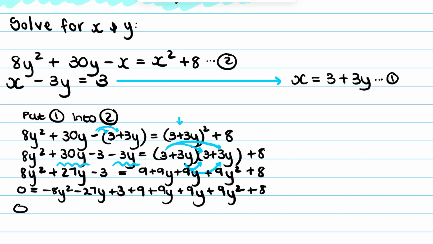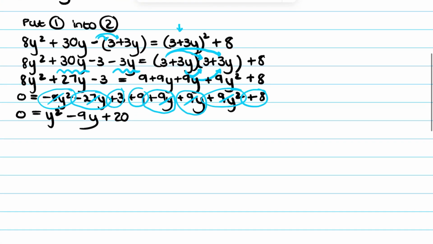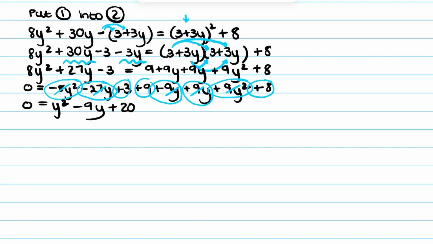All right, so now I'm going to get to work on simplifying. 0 is equal to, I'm going to work with my y squared, and 9y squared minus 8y squared, that's going to give me 1y squared. So I'm just going to write y squared down here, and then I'm going to cross those out because I've worked with them. Then I'm going to look at my y values, and I'm going to simplify. That is going to give me minus 27 plus 9 plus 9. It's going to give me minus 9y. Cross them out and then work with my whole numbers. And that would then give me 9 plus 8 plus 3, which gives me positive 20. Great. So now I'm at a point where I can factorize.